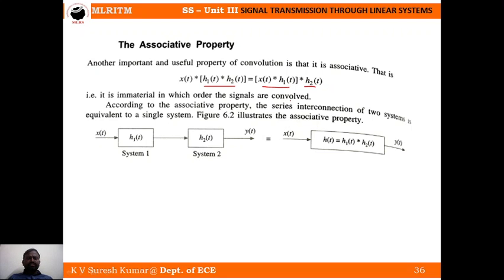In graphical representation it is like this: x of t convolution h1 of t, and if you do convolution with h2 of t, you get y of t. Whereas x of t convolution with the combination of h1 of t and h2 of t gives output y of t. So both will be the same.